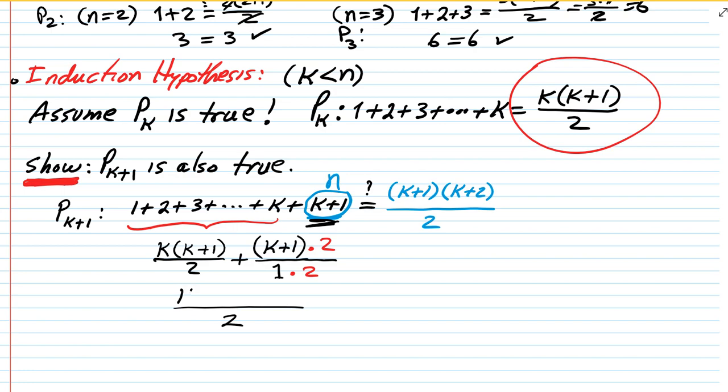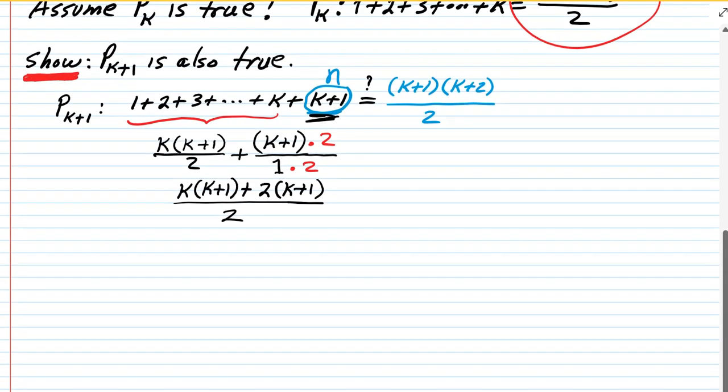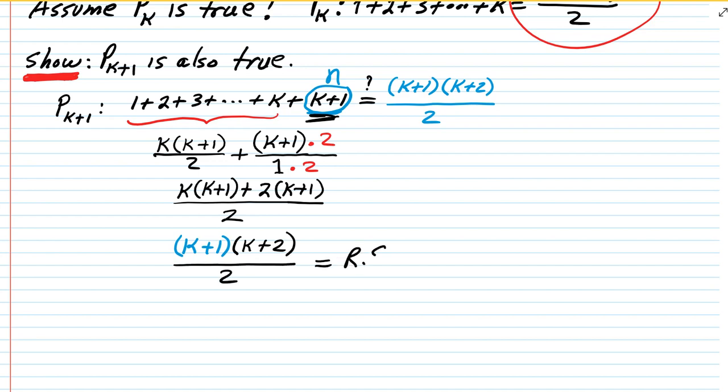The numerator is going to be k times k plus 1 plus 2 times k plus 1. And in the numerator now I can see a common binomial factor of k plus 1. Let's factor those. So I'm going to get k plus 1, and what's left over is k plus 2 from the numerator, divided by 2. And that is equal to the right side. Therefore, the proof is complete.